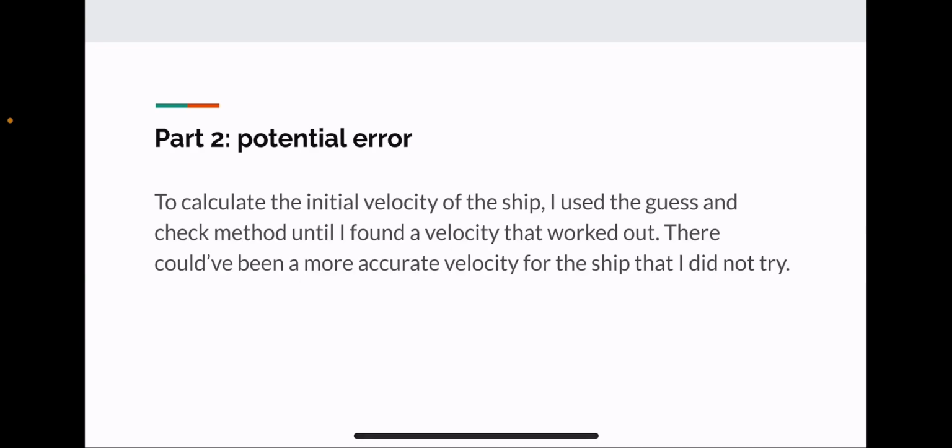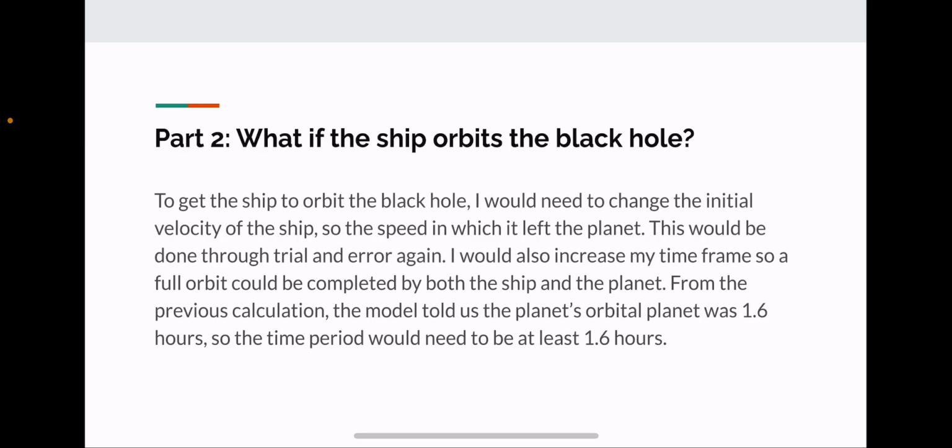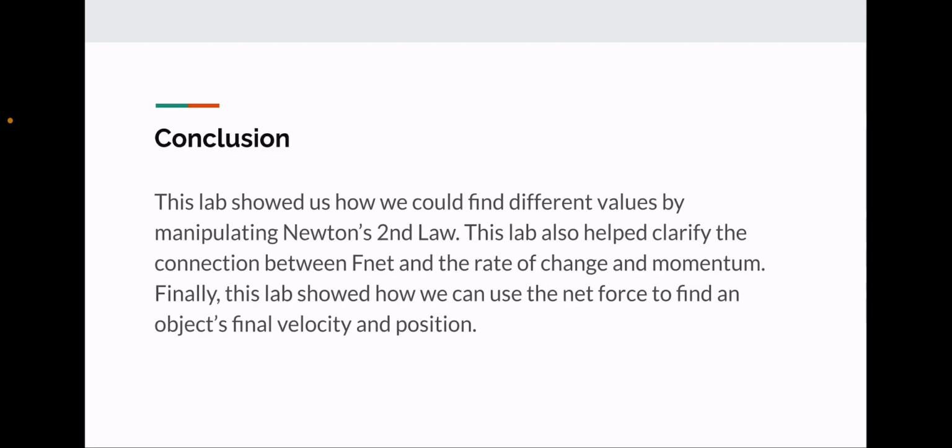A potential error is that to calculate the initial velocity of the ship, I used the guess and check method until I found a velocity that worked. There could have been a more accurate velocity of the ship that I did not try. To get the ship to orbit the black hole, I would need to change the initial velocity of the ship, so the speed at which it left the planet. This would be done through trial and error again. I would also increase my time frame so a full orbit could be completed by both the ship and the planet. From the previous calculations, the model told us that the planet's orbital time was 1.6 hours, so the time period would need to be at least 1.6 hours.